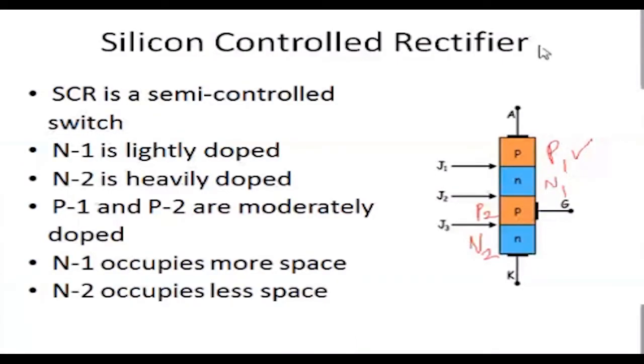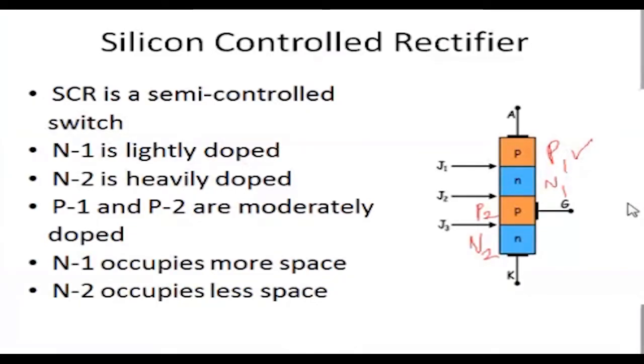Now this terminal is named as anode, represented with A. This terminal is called cathode. This terminal is called gate. Three terminals are there: anode, cathode, and gate.